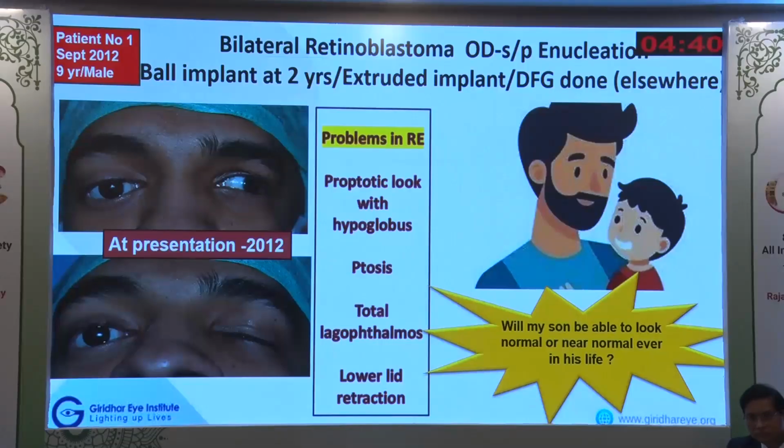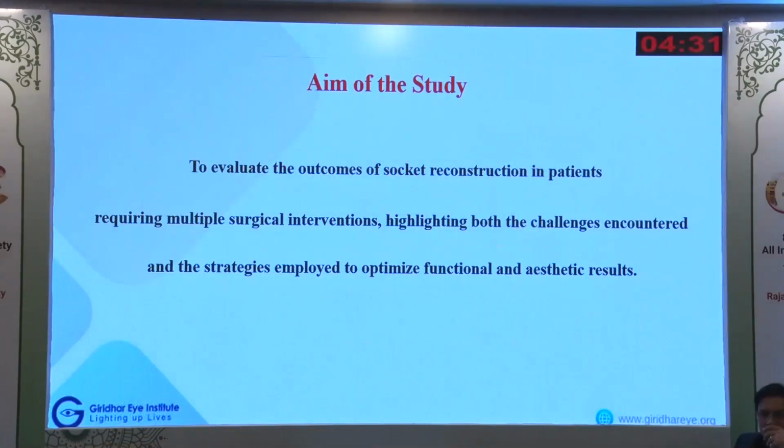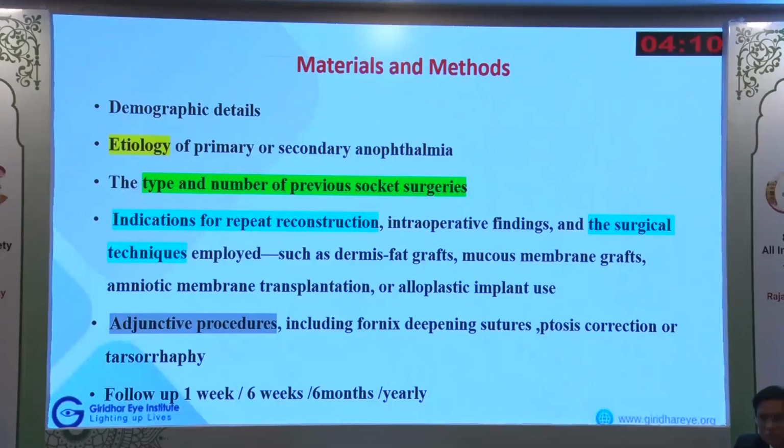The father came and asked me one question: will my son be able to look normal or near normal ever in his life? This query prompted me to evaluate the outcome of socket reconstruction in patients requiring multiple surgical interventions, highlighting both the challenges encountered and the strategies employed to optimize functional and aesthetic results. It was a retrospective interventional study from 2012 to 2025 in a tertiary care center in South India. All patients who had undergone 2 or more surgical interventions, excluding the primary surgery, were included, and those with less than 6 months follow-up were excluded.